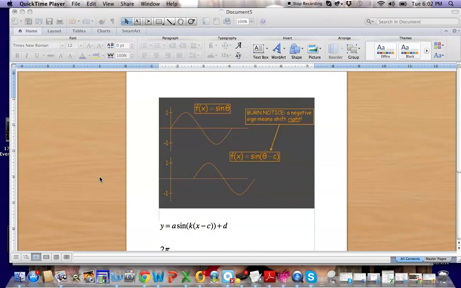About how to determine the phase shift from a graph. So the first thing you'll notice on my screen, I have a sine curve, and then I have another sine curve that is shifted over to the right. So it has a phase shift of minus some value. Now, how to find that value?